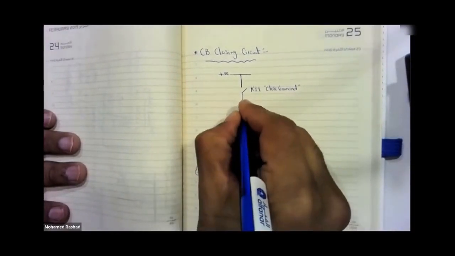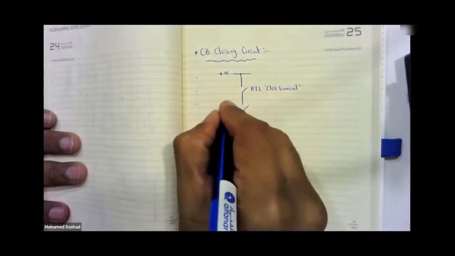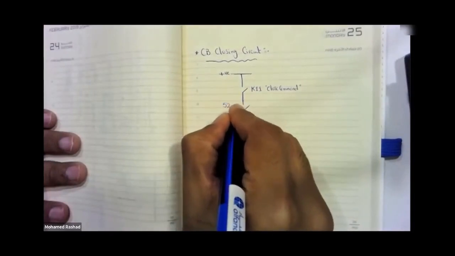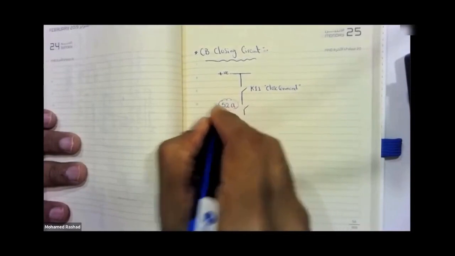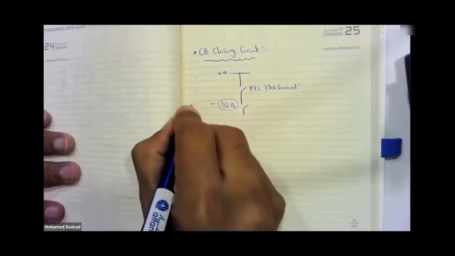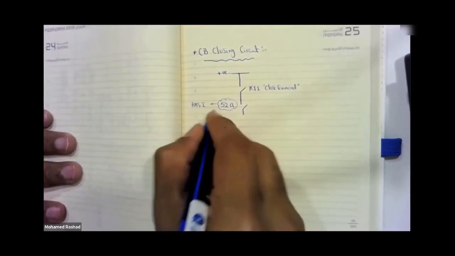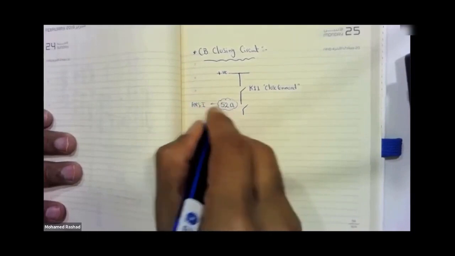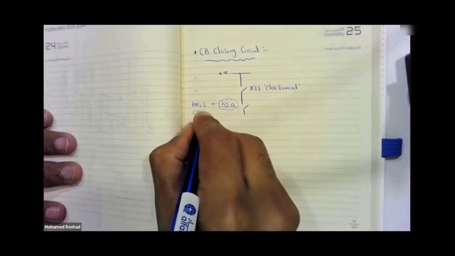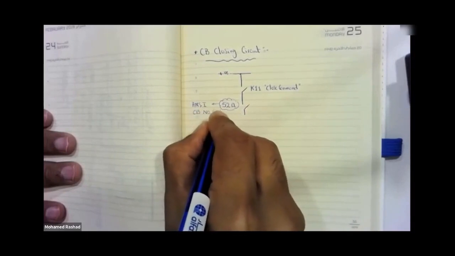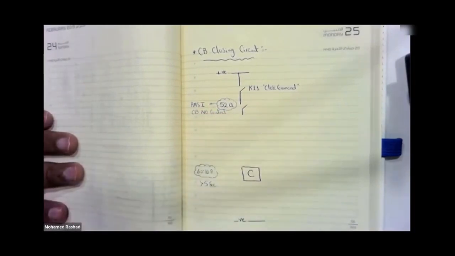So what do we do here? We take a contact from the circuit breaker itself, which we call 52A. The term 52A is not made up by engineers. Firstly, this number is something called the ANSI code. What does it explain to you? 52 means circuit breaker. And A means normally open contact. This means a normally open contact from the breaker.